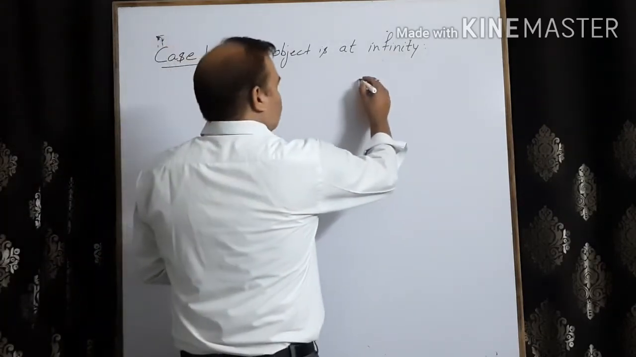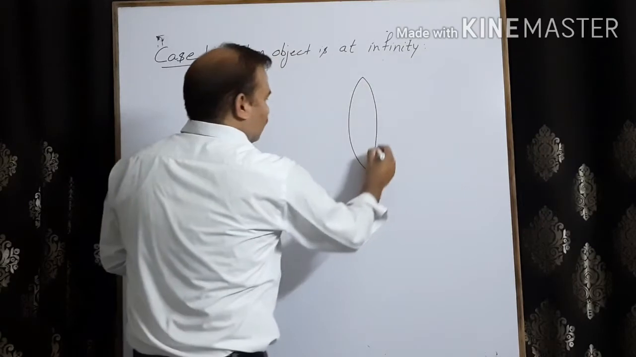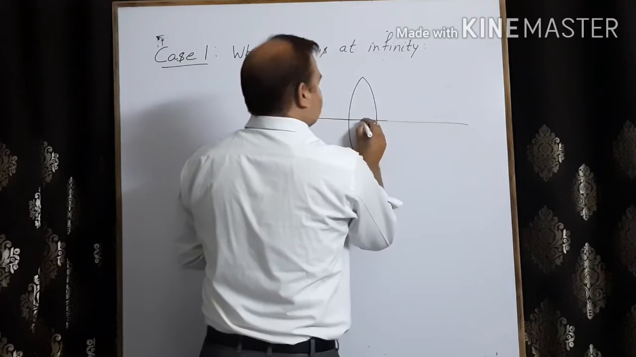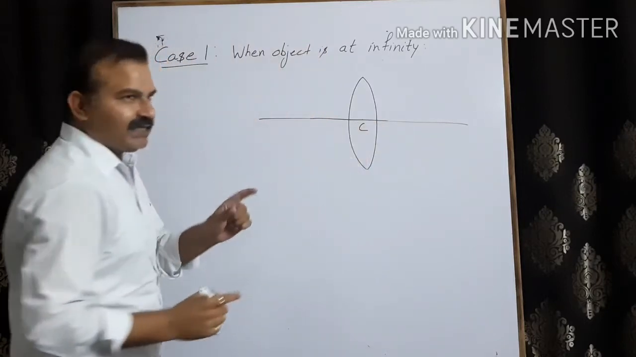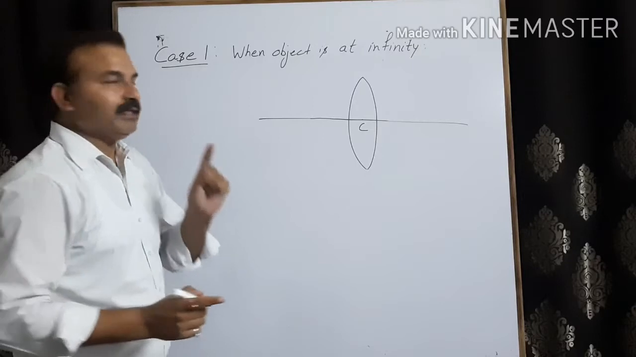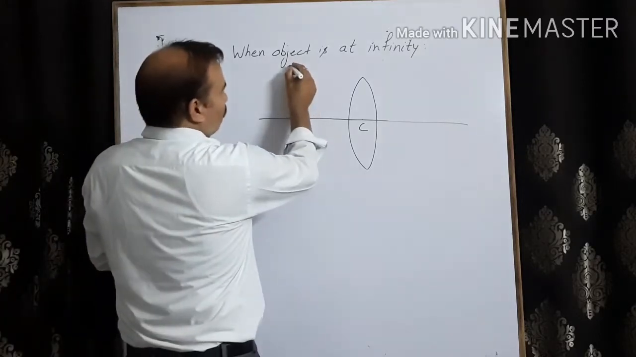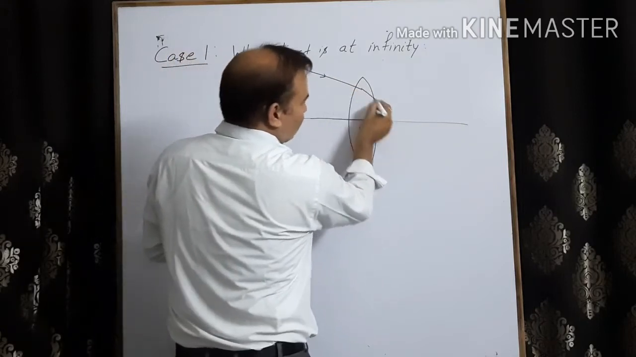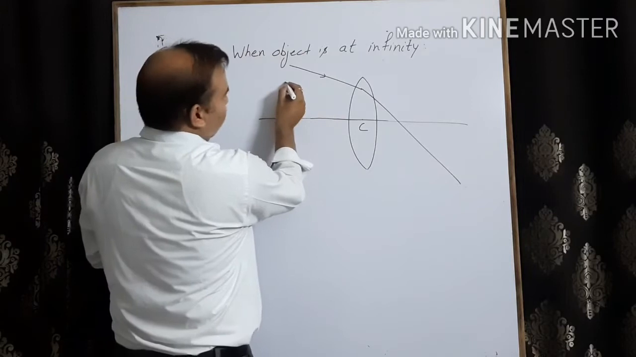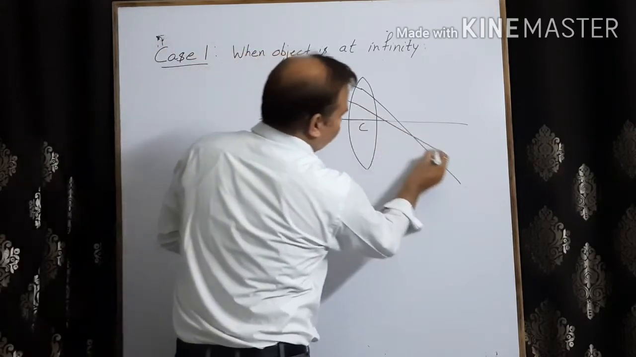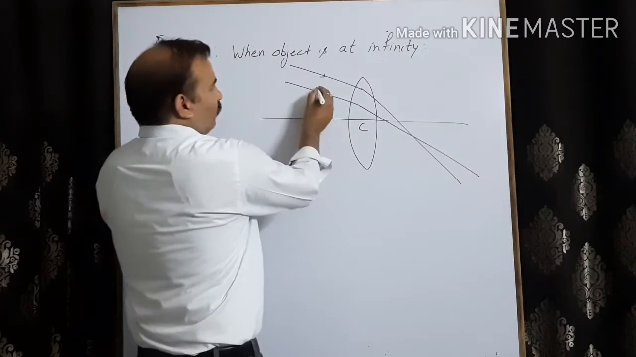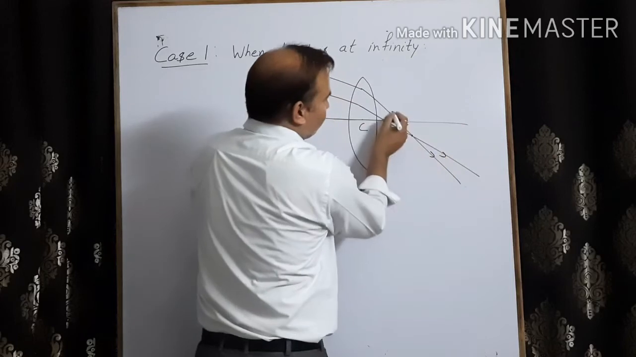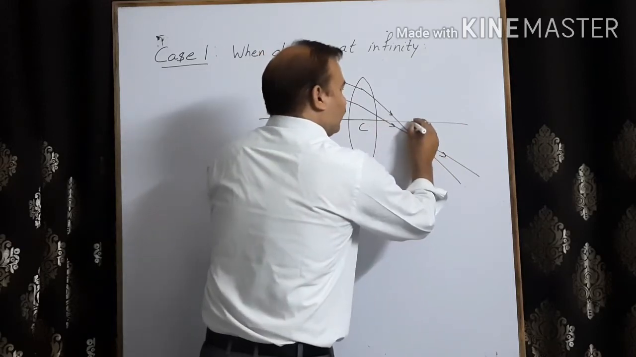Now for this, the ray diagram will be like this. This is a convex lens, and this is the principal axis passing through the optical center C. When the object is at infinity, the rays of light come parallel. Let this be the first ray of light, and after refraction it will pass through this point, and this is the second ray of light, which after refraction will pass through this one. So the point where both rays of light meet, that is this point, is the focus.